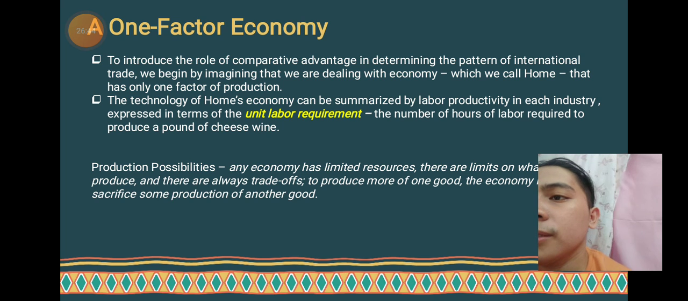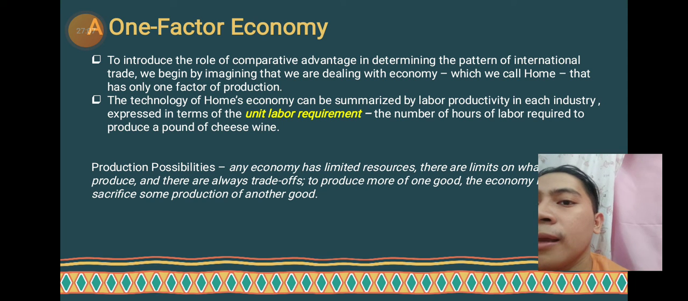The one factor economy. First, to introduce the role of comparative advantages in determining the pattern of international trade, we begin by imagining that we are dealing with an economy, which we call home, that has only one factor of production. Second, the technology of home's economy can be summarized by labor productivity in its industry, expressed in terms of the unit labor requirement: the number of hours of labor required to produce a pound of cheese or wine.